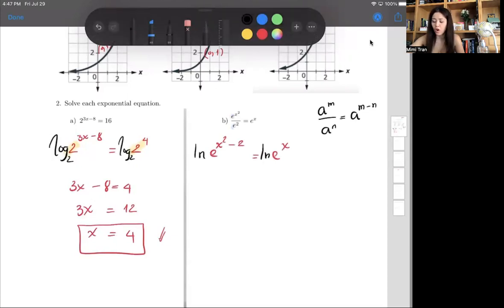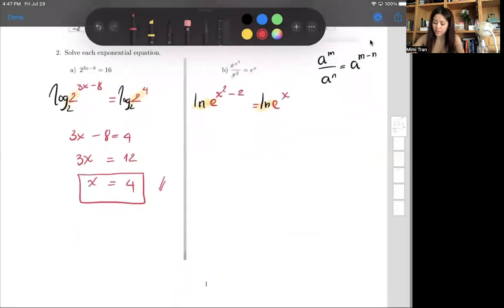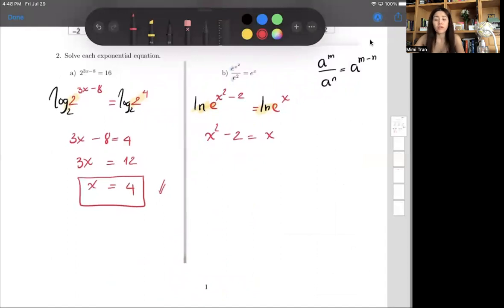At this point, you are automatically dropping the e, because they all have the same base. If the base is the same, in order for them to be in the equation, the top has to be the same. Just logic, right? So x squared minus 2 equals x. Move everything to the left and then factor: x squared minus x minus 2. Notice that I put it in descending order. And now I can factor.